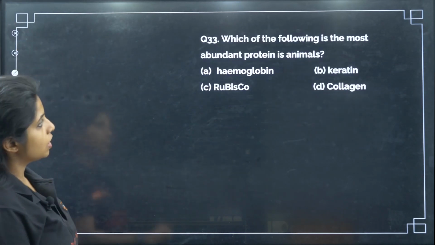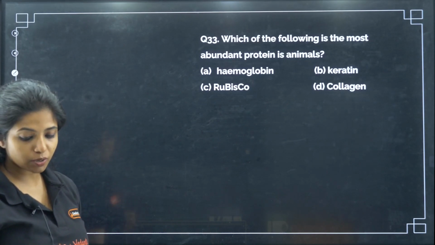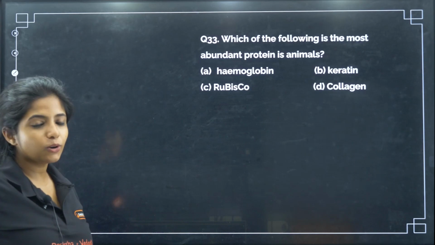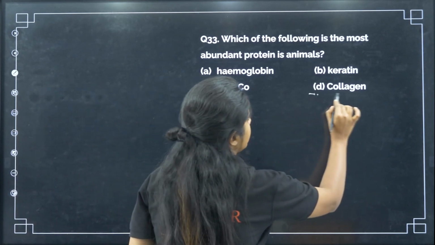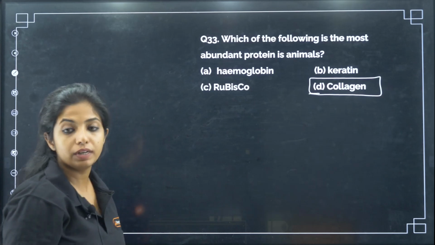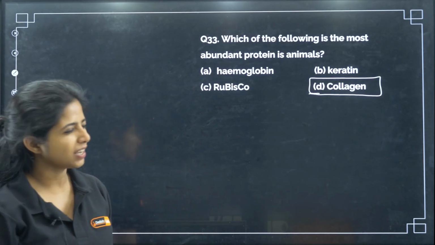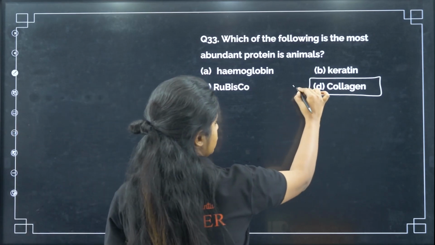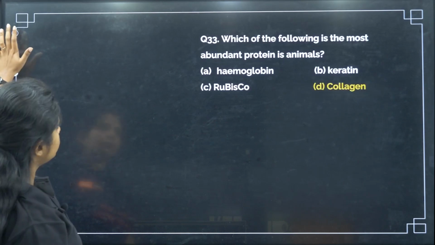Next, which of the following is the most abundant protein in animals? In animals, it's not asked about plants. In plants it is rubisco, I know that. In animals: hemoglobin, keratin, rubisco, collagen. It is collagen which is the most abundant protein in the case of animals. Cool?